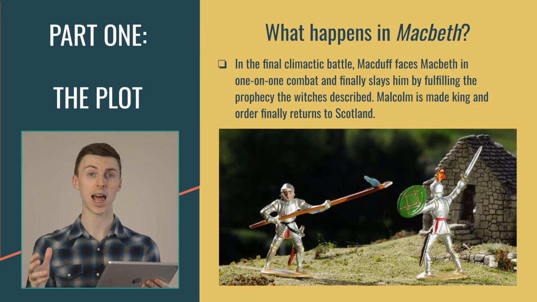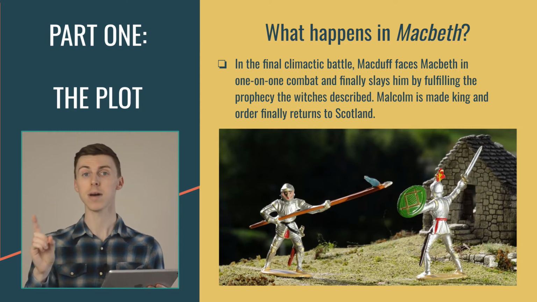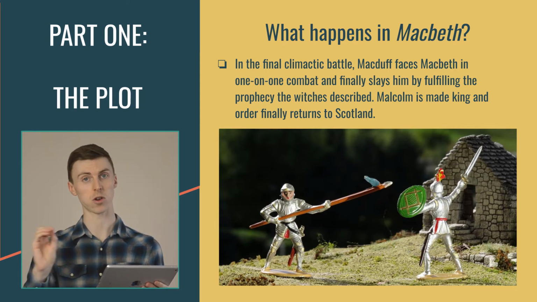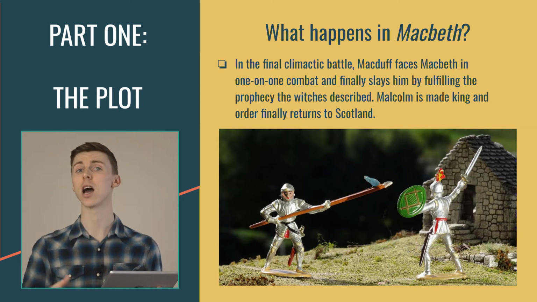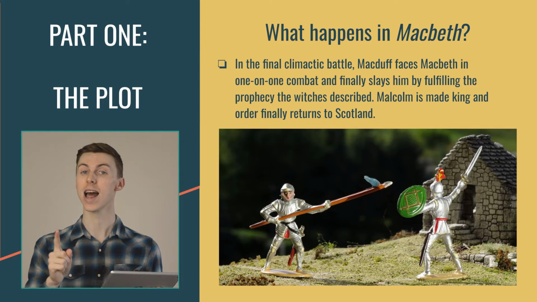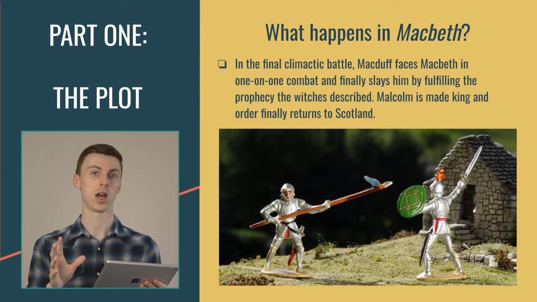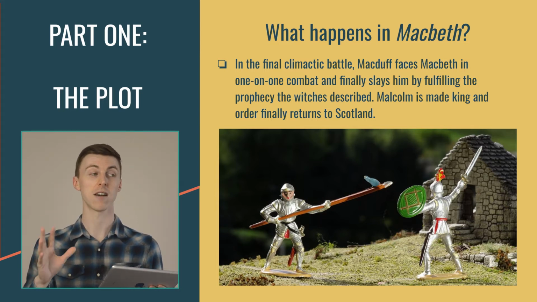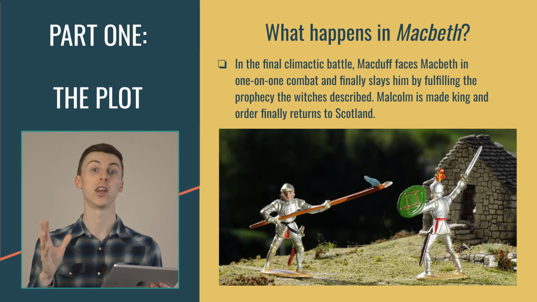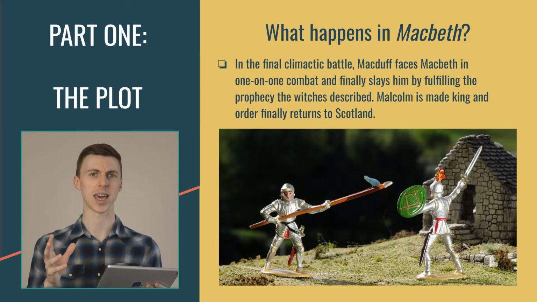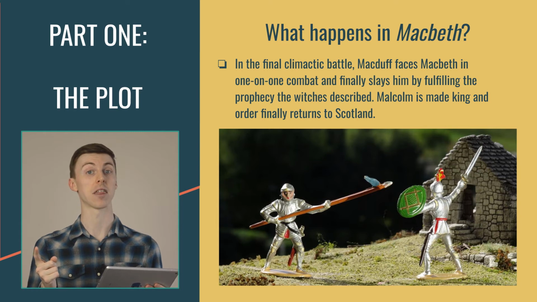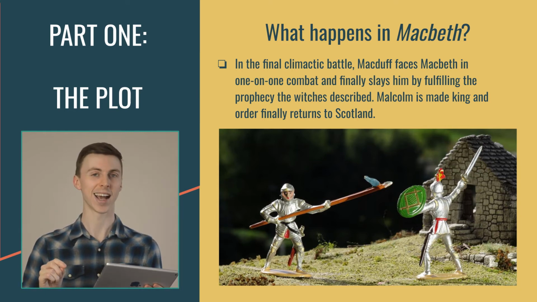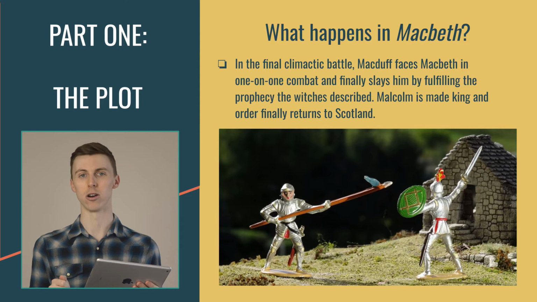In the last part of the play, the climactic battle, Malcolm and Macduff bring their forces from both Scotland and England and they attack Macbeth's castle. Macbeth comes out to face Macduff in one-on-one combat, where it is revealed that Macduff was not born normally. He was born of a caesarean section, therefore kind of getting around the witch's prophecy that no one born of a woman would be able to kill Macbeth. They face each other, and Macduff is able to take revenge for the death of his family by killing Macbeth. And they then install Malcolm as the new king, and Scotland is all right all over again.